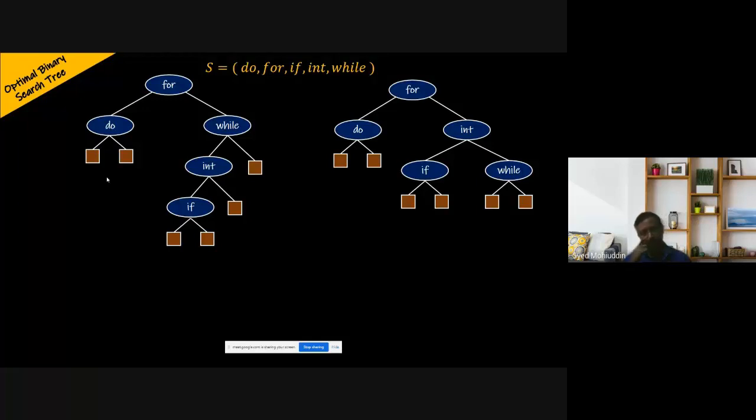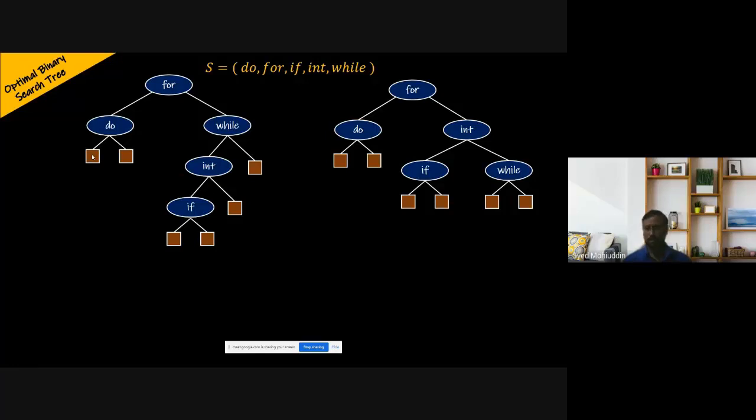Now, for example, if I'm trying to search AB, obviously I have to compare with the root node. A comes before for, so it should be in the left subtree. Then I'll compare with its root, that is do. Obviously A comes before D, so it's going to be on the left subtree of do. But when we reach the left subtree, all these brown nodes are nothing but the external nodes, the new leaf nodes which we have created. So once it reaches this blank node, that means the element is not found. So that is the reason we have created the external nodes.